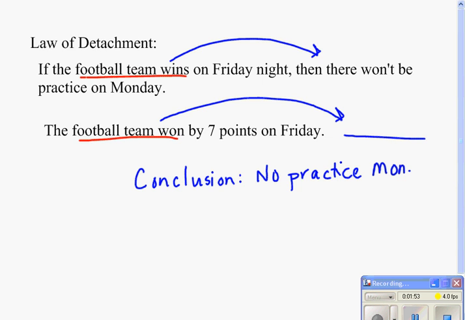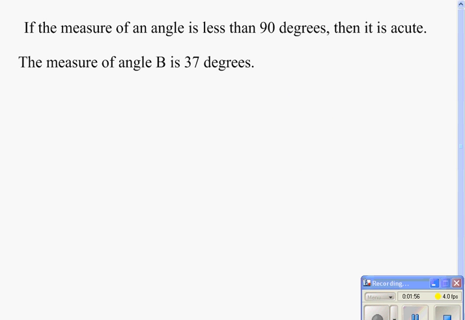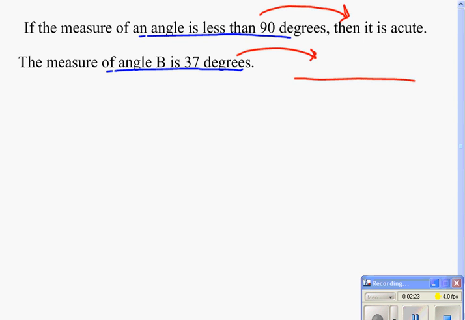So moving on to another example. If the measure of an angle is less than 90 degrees, then it is acute. And that is true. So here we now know that the measure of this mystery angle B is actually 37 degrees. So since this being 37 degrees does go along with it being less than 90, we are able to then kind of go forward and make our conclusion that it is acute.